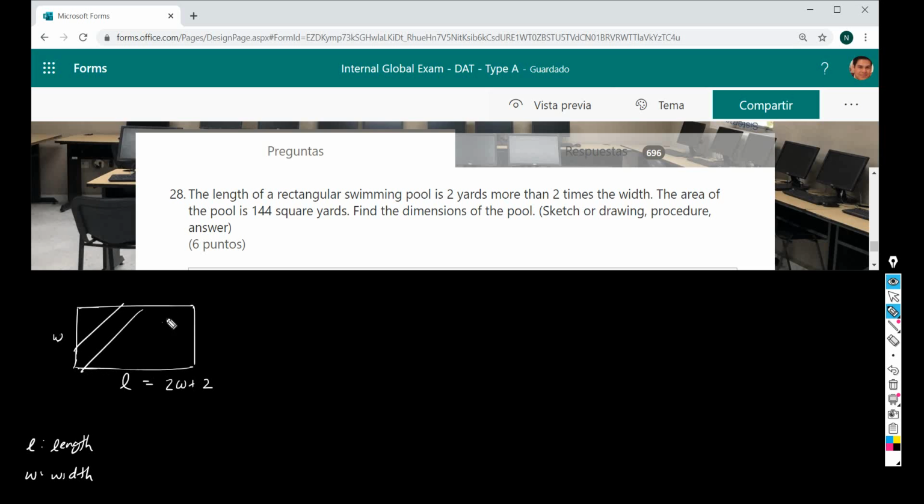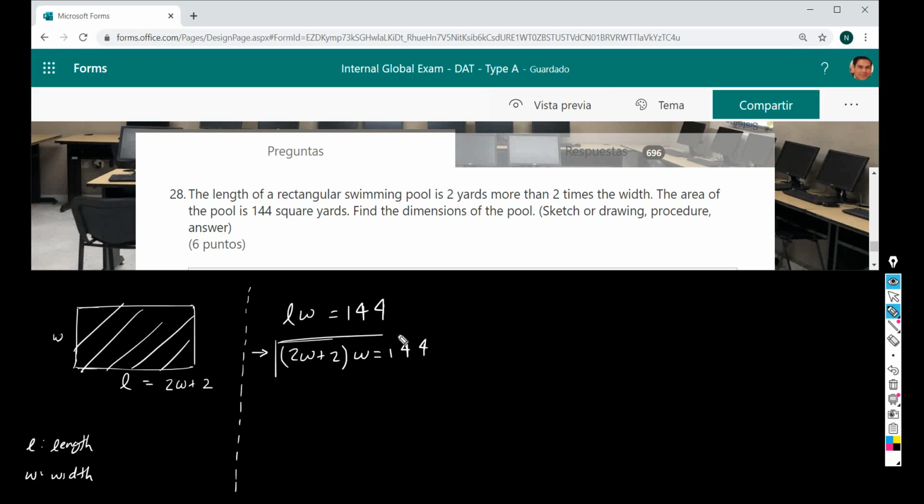And you know the area of this thing, and the area is 144. So how can I express that as an equation? The area of this pool, of this rectangle, is base times height. And since the base is length and the height is W, then L times W should be equal to 144. And then replace this for L. I have this. Okay, and this is the equation that you should have written.